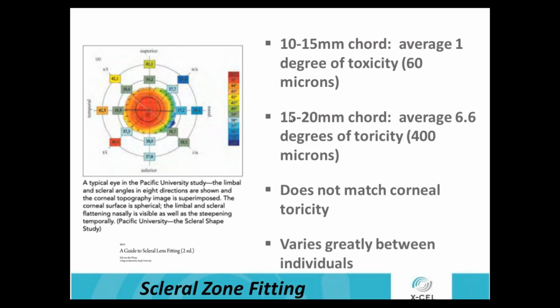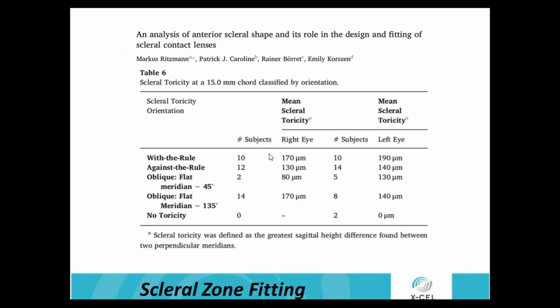And we see as we go larger, we know that there is more toricity, and the corneal toricity has nothing to do with the scleral toricity. So remember that. It's totally different, and it has nothing to do with the corneal toricity, but it increases as we go further out. And this really enlightened us on how much that can be. So even at a 15 millimeter cord, looking at how much toricity there is, we know that there's a significant amount. There's not a right or wrong answer on exactly how much toricity at each diameter.